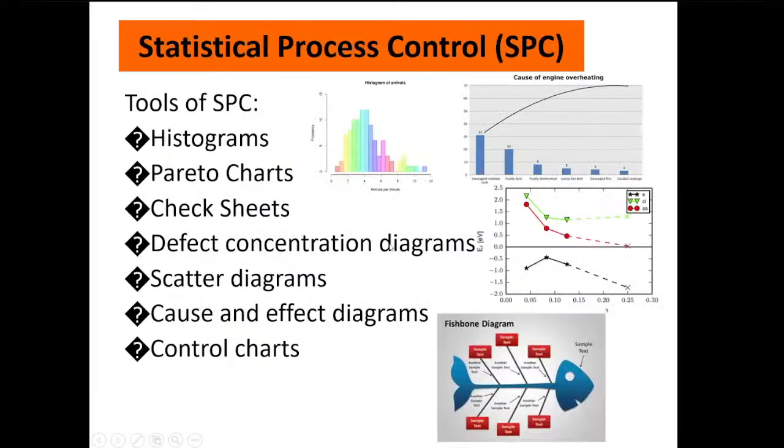So if we look into the seven tools of statistical process control, such as the histogram. If we look into a histogram of the arrivals per minute, okay, this is the frequency of the arrivals per minute. Or if we look into the Pareto, the Pareto gives a visual impact of the causes of engine overheating: a damaged radiator or faulty fans. Okay, these two become the highest contributors of the engine overheating.